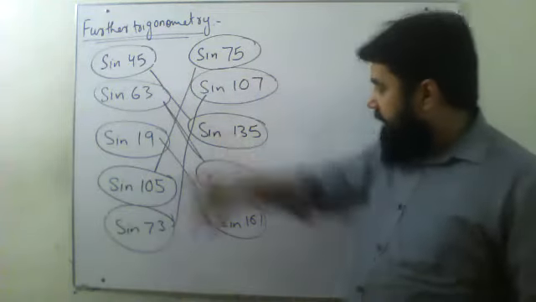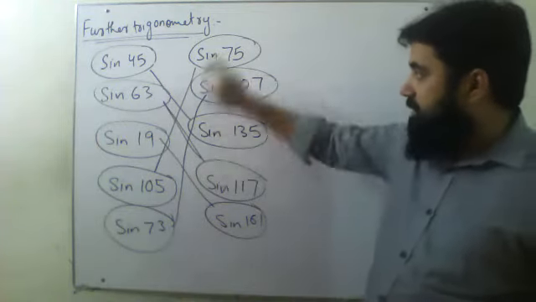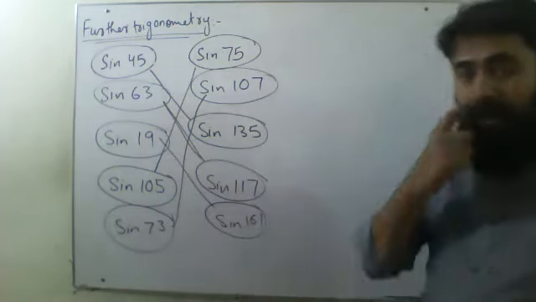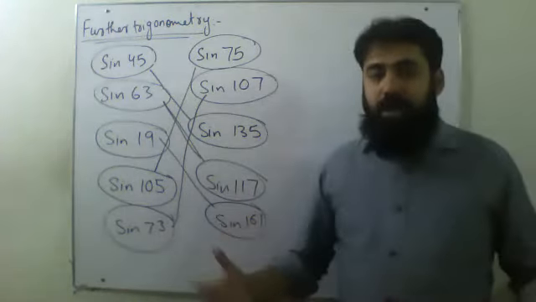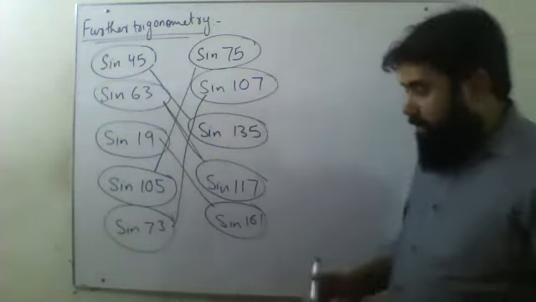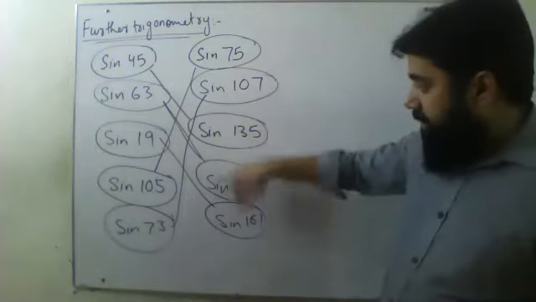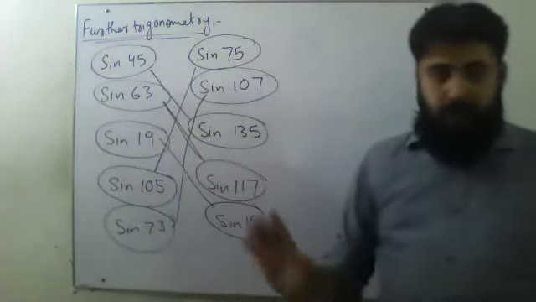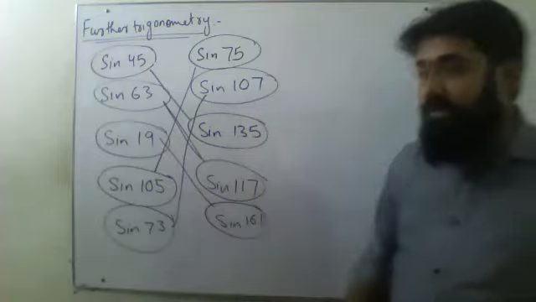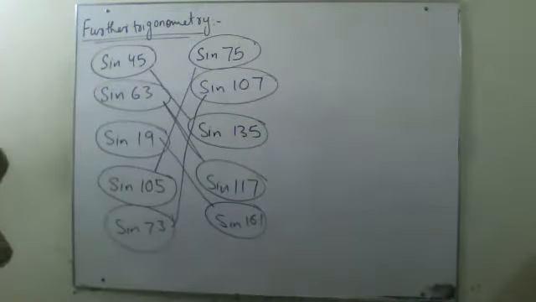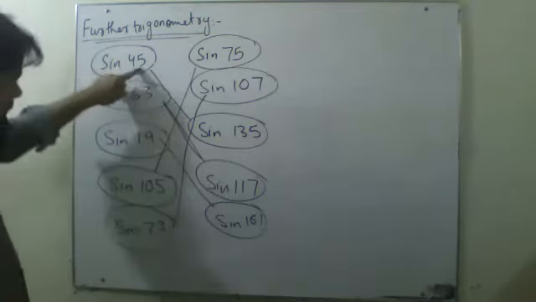This one is equal to this one, equal to this one, equal to this one. Then how am I doing it? How do I know? All of them have got sine with them. Okay, fine. But what is the next thing? The next thing is very important. For instance, I'm going to talk about this one and this one.